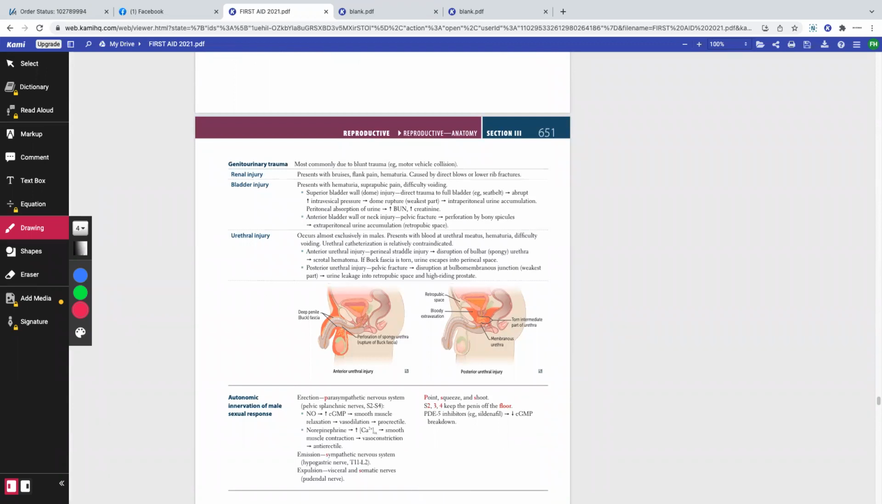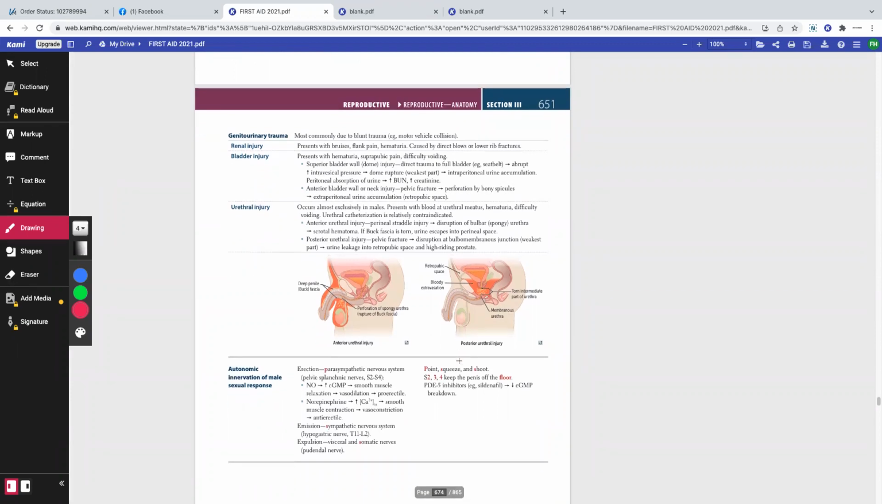The quick questions and quick answers. Number one, left side or right side? Which side is more at risk of developing a varicocele? Fast answers, please. Very good. Over here, which gonadal vein drains into the renal vein? Left renal vein. Very good.